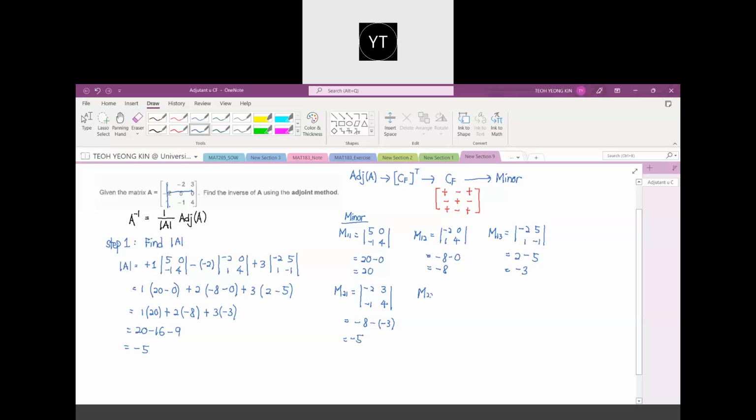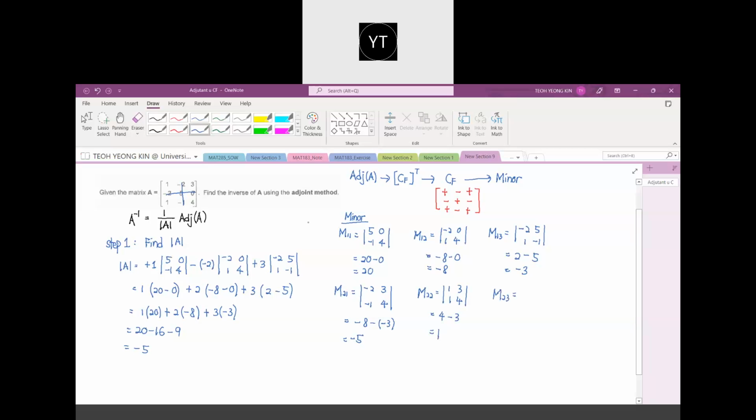M22. Tutup yang ni. Tutup yang ni. 1, 3, 1, 4. So here 1 times 4, 4. Minus 3 times 1, 3. So here is 1.